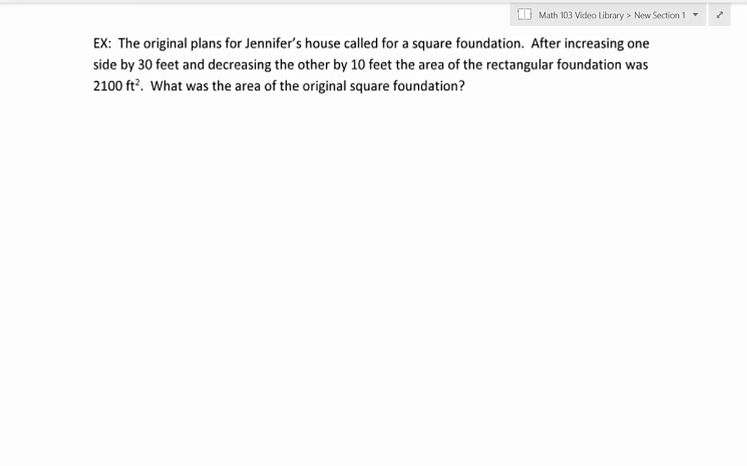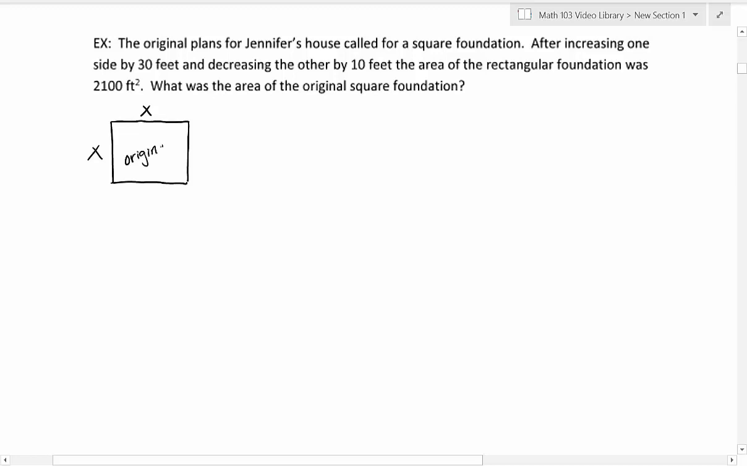I would definitely start by drawing a picture. The original foundation is a square. They did not tell us the length or the width of this square. It's unknown to us, so we're going to label the side with a variable. Since it's a square, we know that all sides are the same, so I'm going to label both the length and the width of our original foundation with the variable x.